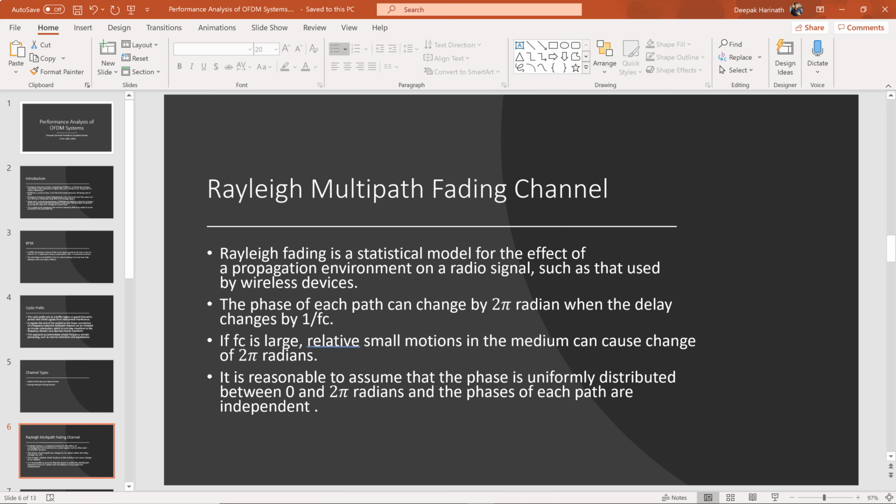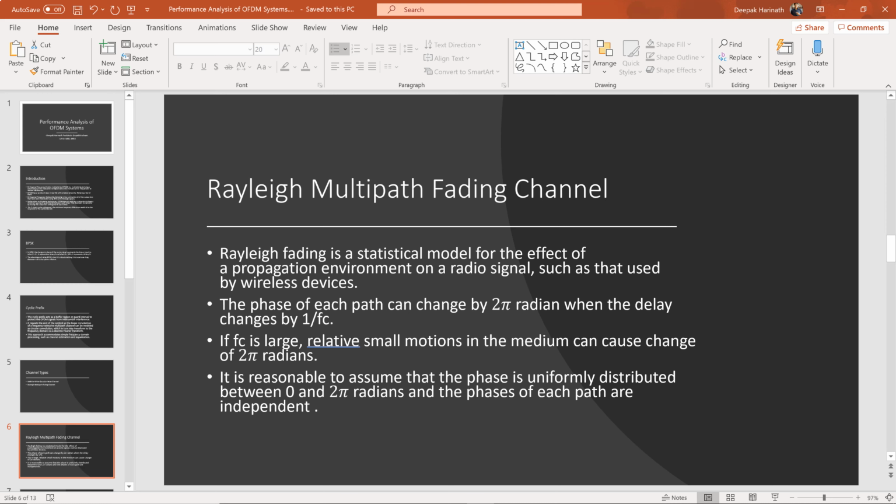Now for the first one, the Rayleigh multipath fading channel, it is actually a statistical model for the effect of a propagation environment on a radio signal such as that used by wireless devices. So in simpler terms, it is a good model to be used when we want to simulate a normal natural environment for your wireless communication system.